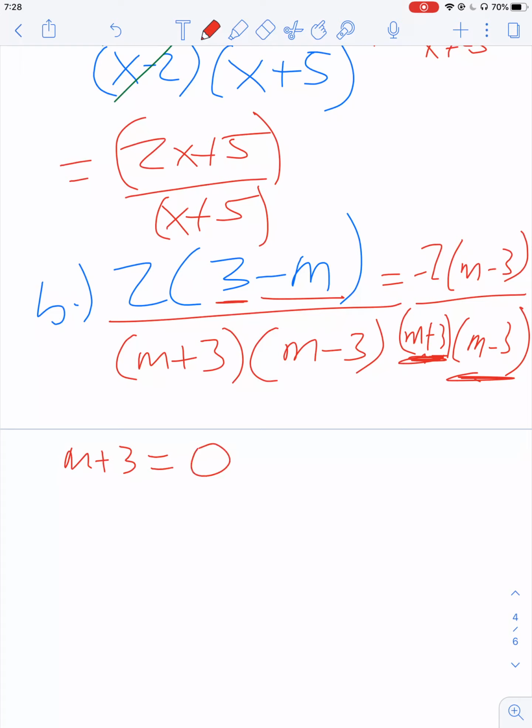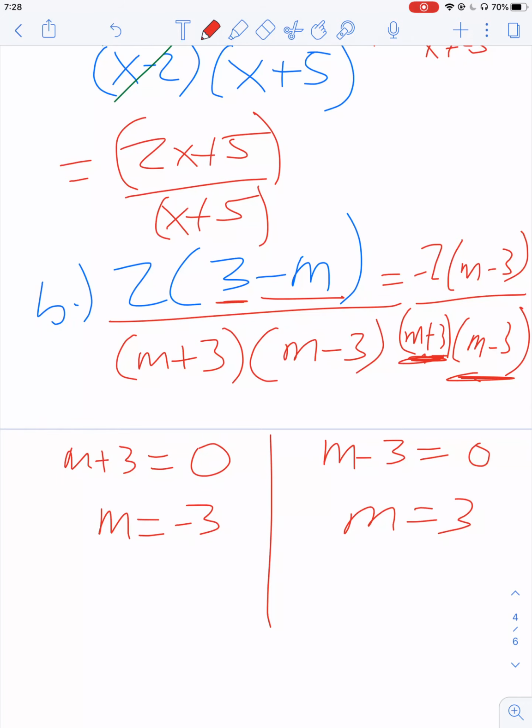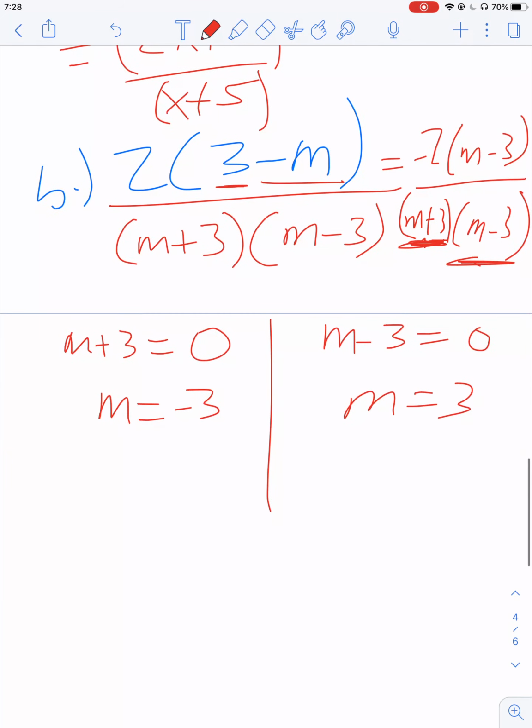So my denominator will equal 0 if m plus 3 equals 0, or if m minus 3 equals 0, and then just solve for m. Okay, so m equals minus 3, m equals 3. So there you go. These are my restrictions. My restrictions are m cannot equal minus 3, and m cannot equal 3.